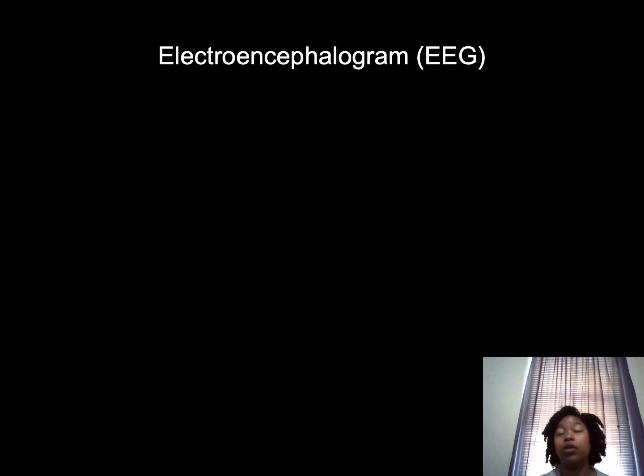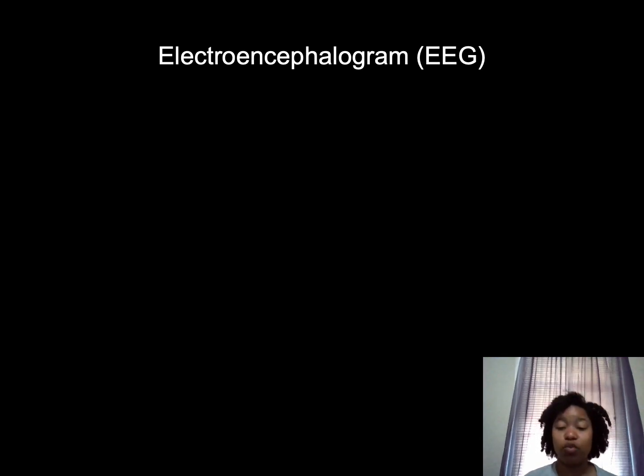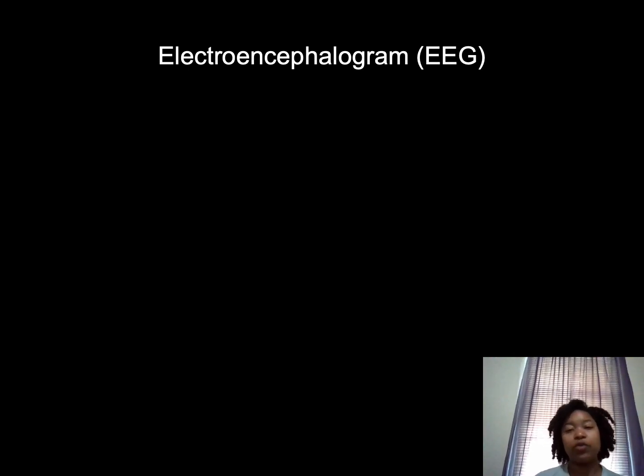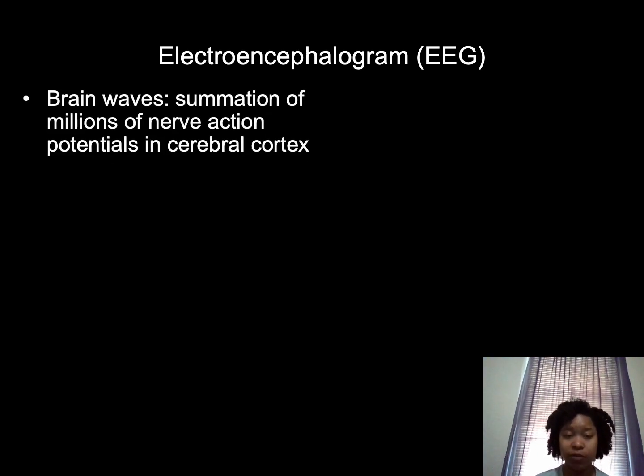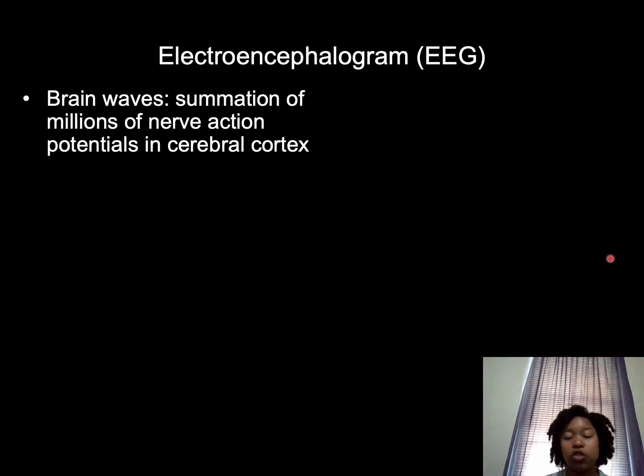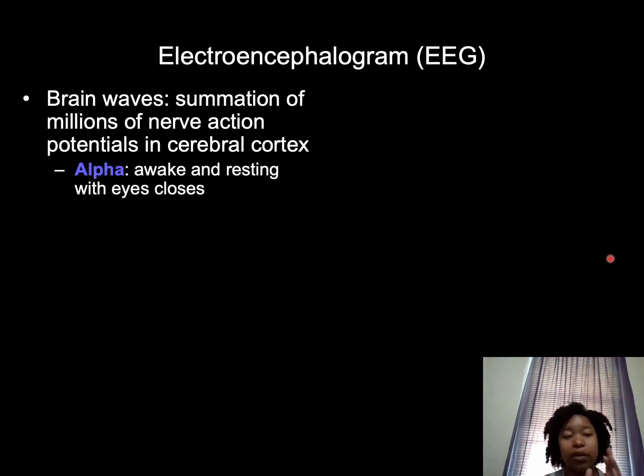So now that we talked about all the different parts of the brain, basically, we can talk about how to measure and interpret what's going on with it, right? So you can do that with an electroencephalogram or an EEG. This is a type of machine and measurement process that evaluates brain waves. Brain waves are a summation of millions of nerve action potentials in the cerebral cortex. So it's kind of this great big conglomerate of action potentials in order to make things happen.